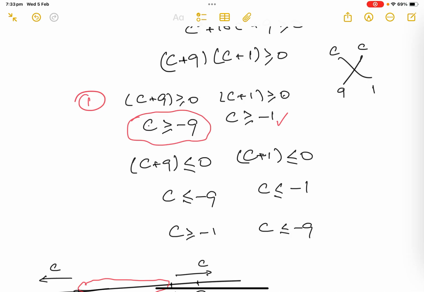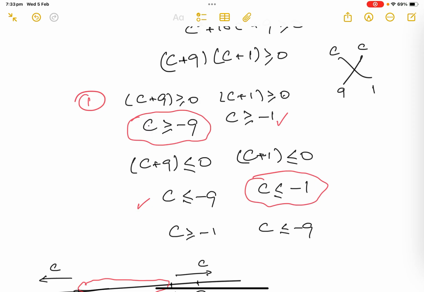The next case is both less than or equal to 0. So c plus 9 is less than or equal to 0 and c plus 1 is less than or equal to 0. From that, c is less than or equal to minus 9 and c is less than or equal to minus 1. If c is less than or equal to minus 9, it definitely is less than or equal to minus 1, so it's just this one.